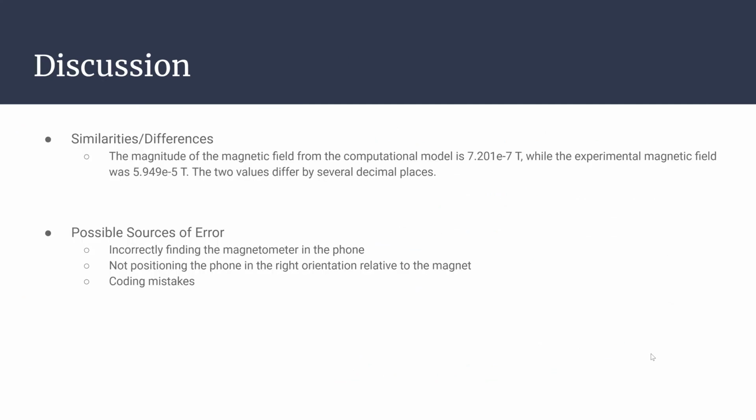And you'll see that that is different from the experimental magnetic field, which was about 5.949 times 10 to the negative 5 Tesla, while in the computational model, it was 7.201 times 10 to the negative 7 Tesla, which differs by several decimal places, obviously. So some possible sources of error could be incorrectly finding the magnetometer in the phone, or not positioning the phone in the right orientation relative to the magnet, and then coding mistakes while working on the computational model.